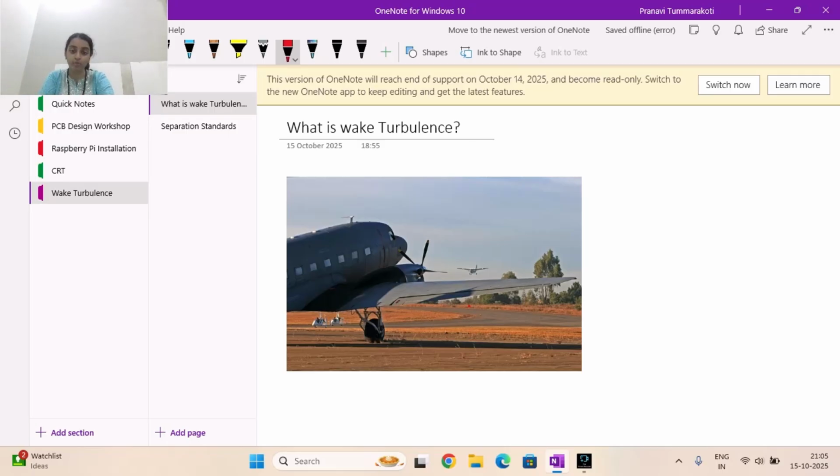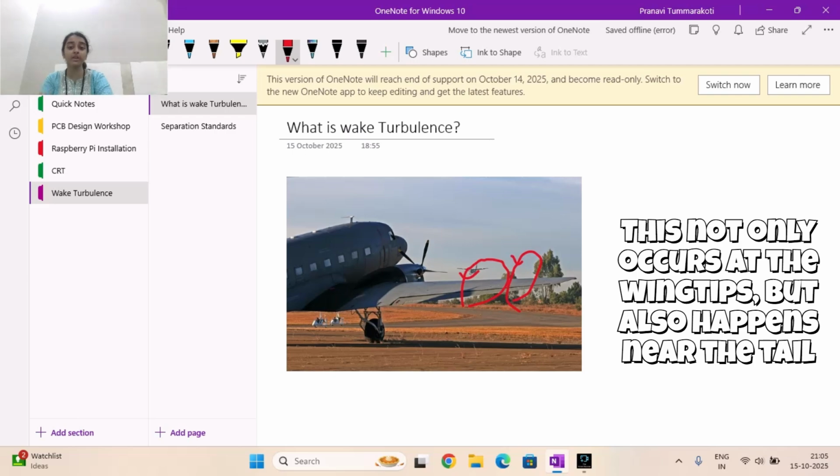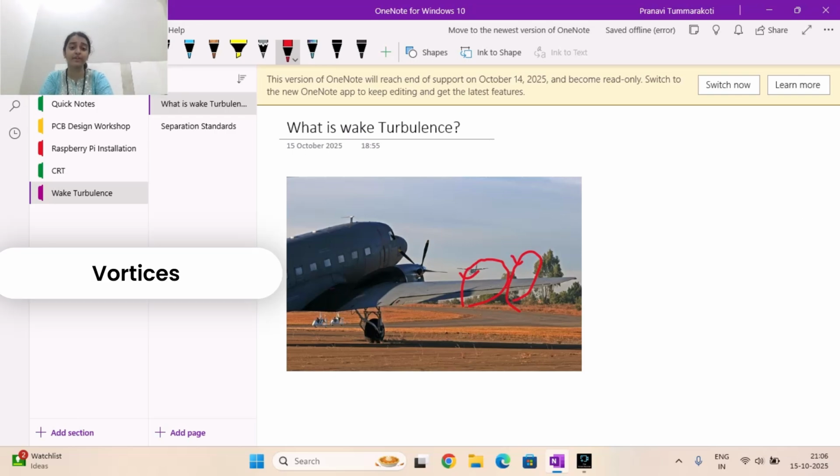So the air would probably move like this, from downwards to upwards, because downwards we're going to have a high pressure area, upwards we're going to have a low pressure area. Like that, air moves, and this causes a violent and powerful spinning set of wind. And these sets of wind are called vortices.